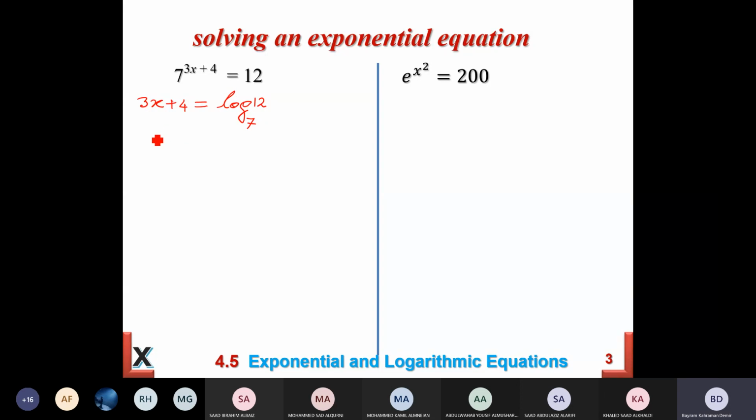After that, we can just move the 4 to the other side: logarithm of 12 base 7 minus 4. And then we can divide both sides by 3: logarithm of 12 minus 4, base 7 of course, divided by 3. That's going to give you the value of x.